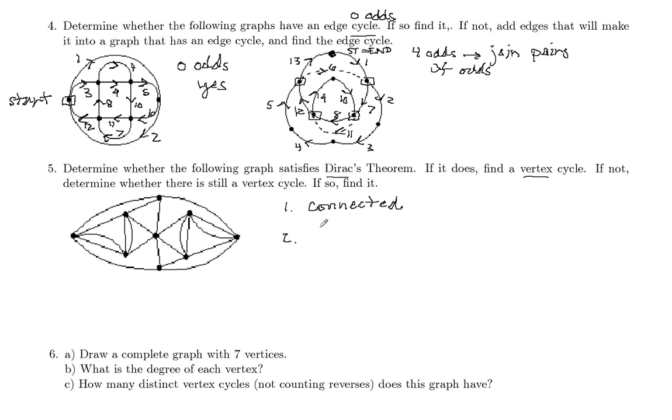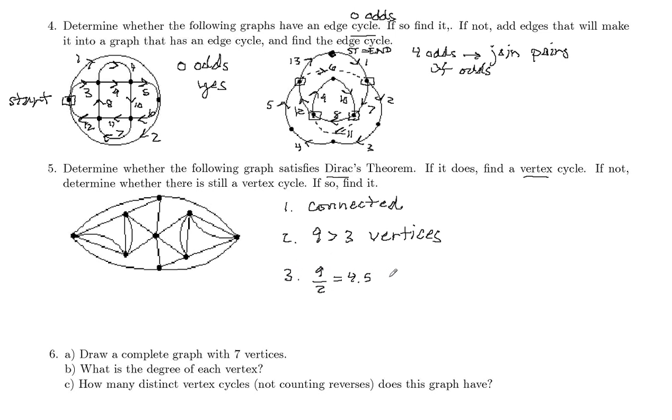Number two, does it have greater than 3 vertices? So yes, 9 is greater than 3 vertices. And then the last one we have to check and see is each vertex connected to at least half the others. So you take your 9 divided by 2, and that's 4.5.